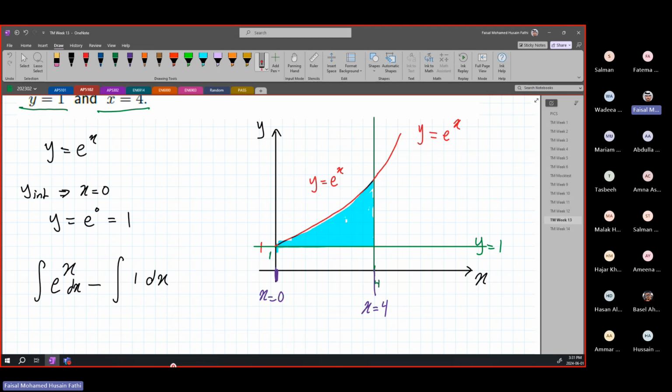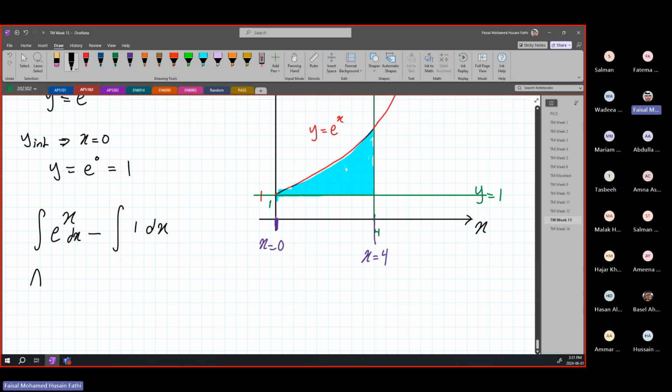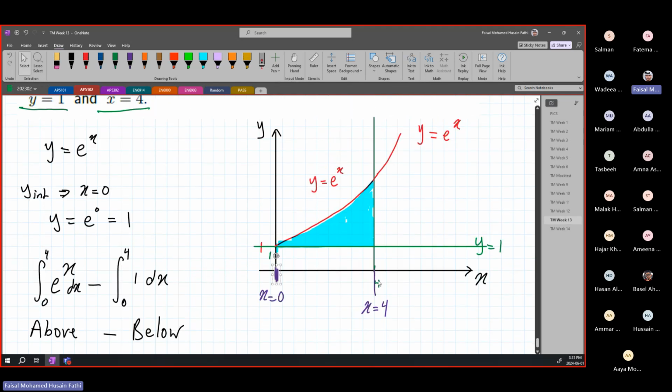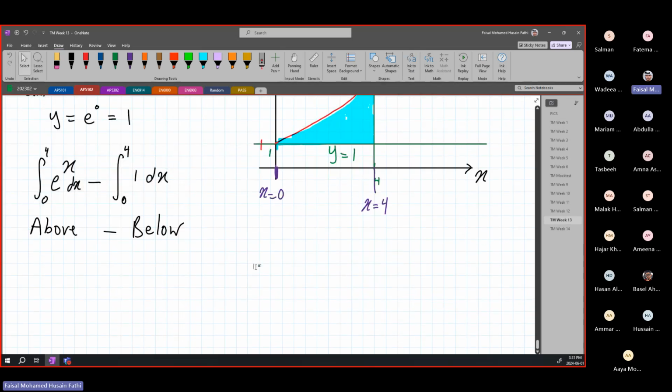In other words, you can always remember it as the function above minus the function below. This is how you find the area between two curves. It is above minus below. This is always going to be the case. And what is the range? It is starting from 0 to 4, 0 to 4 for both of them, because this is your x range going from here to here. So it's always going to be the above minus the below. The above is y equal e power x. The below is y is equal to 1. And that's it. This is how you will actually do your integration.